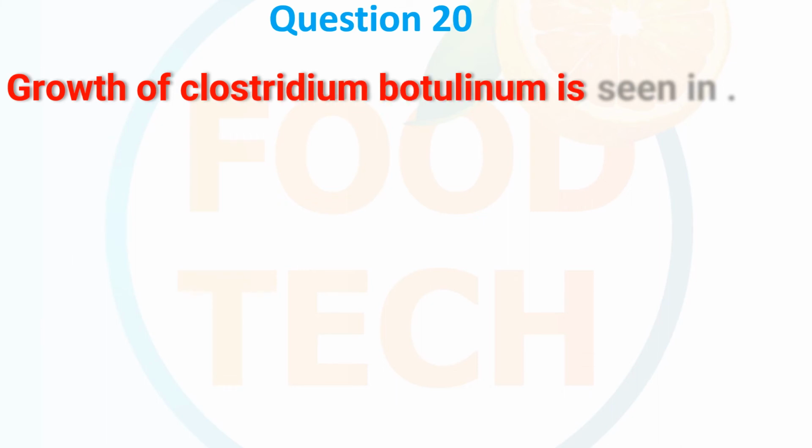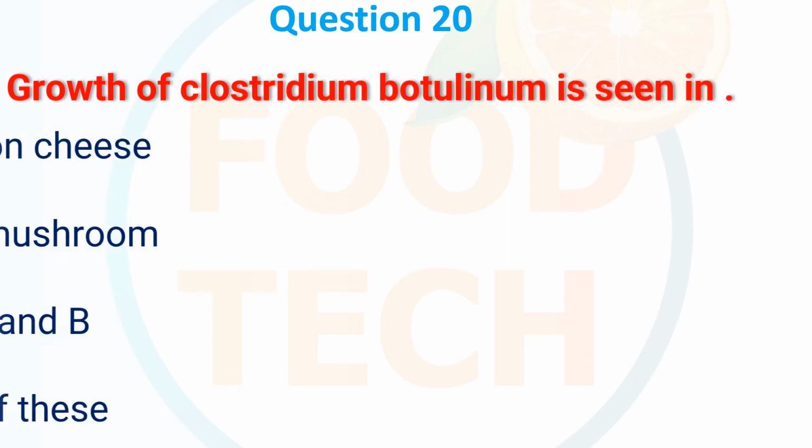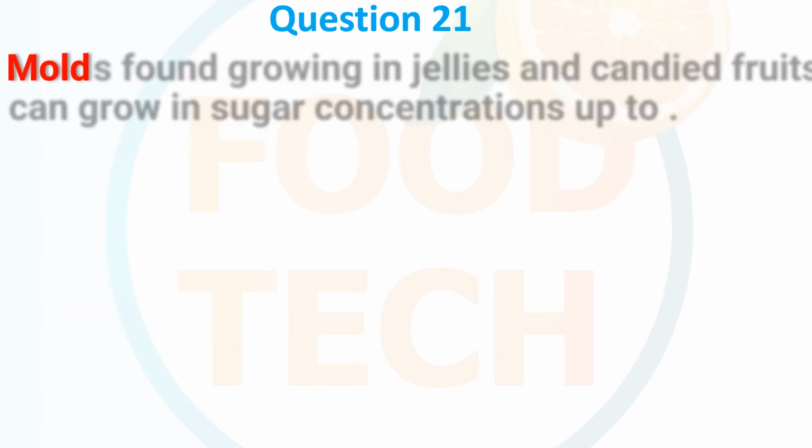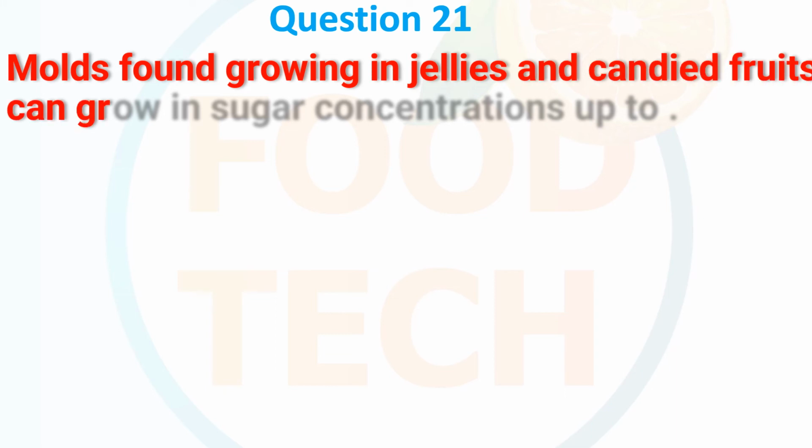Growth of Clostridium botulinum is seen in A. Limburger cheese, B. Fresh mushroom, C. Both A and B, D. None of these. The answer is C. Both A and B.